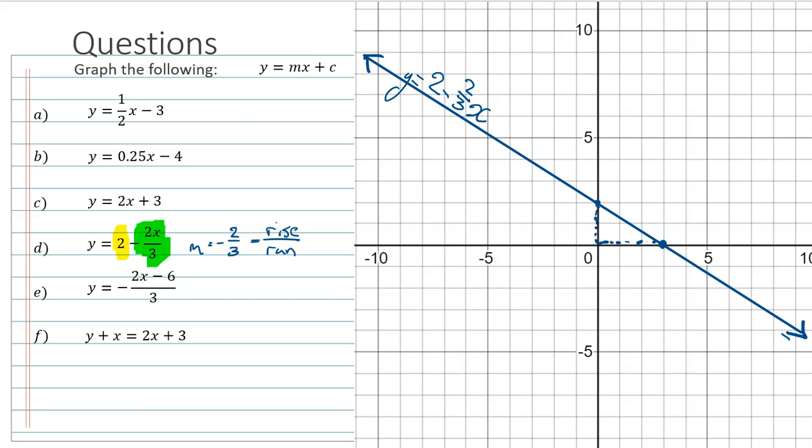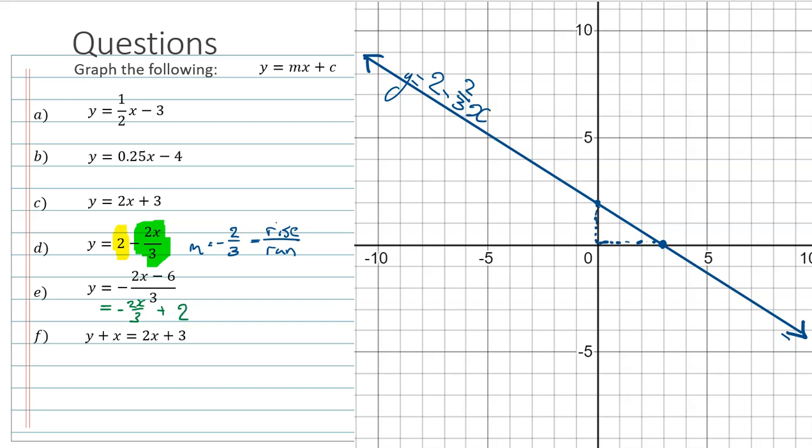Again, we're not in a form that we can really work with, so we'll change it to slope-intercept form, and we'll say that this becomes negative 2x over 3 plus, and 6 divided by 3 is 2.